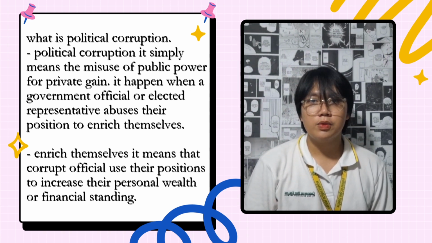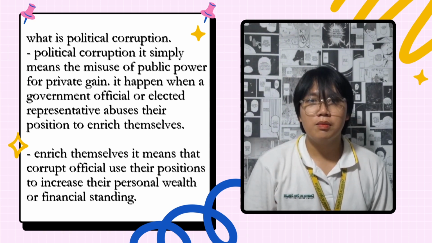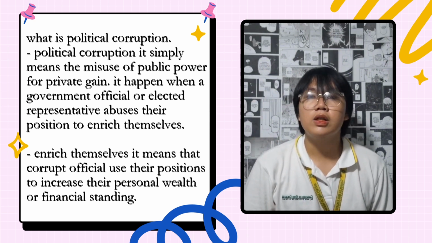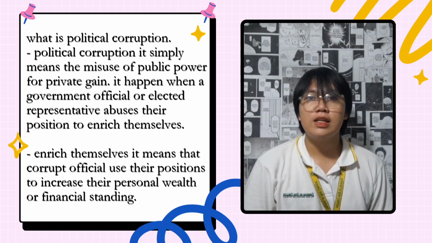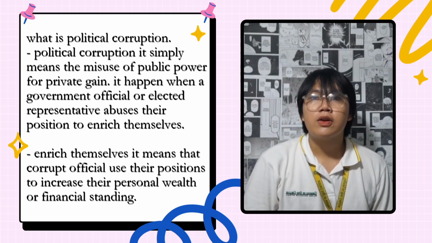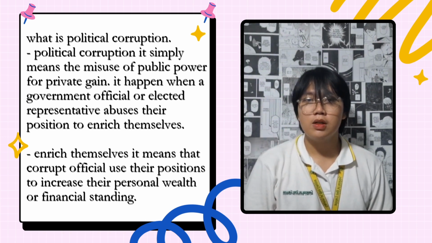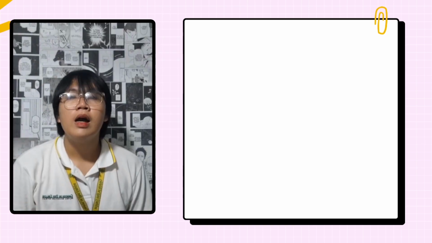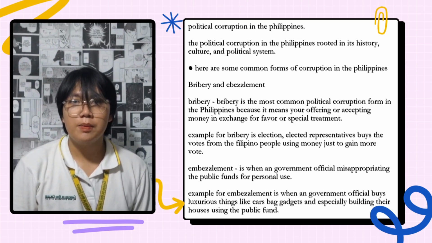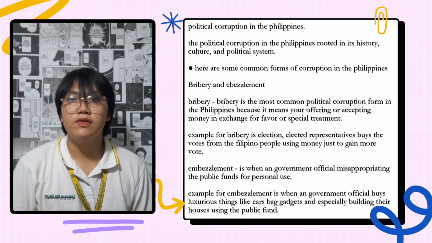When we say political corruption, it simply means the misuse of public power for private gain. It happens mostly when a government official or elected representative abuses their position to enrich themselves. When we say enrich themselves, it means that corrupt officials use their positions to increase their personal wealth or financial standing. Now let's move to the next topic, which is the political corruption in the Philippines.